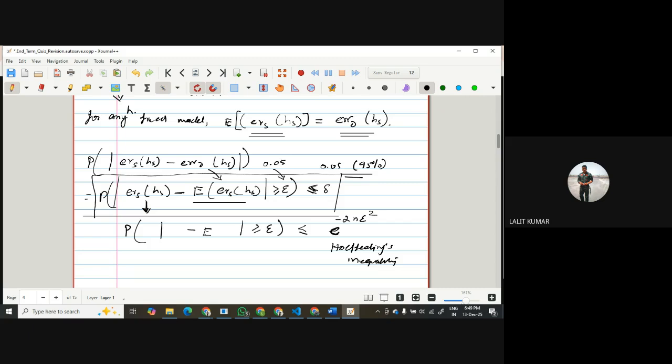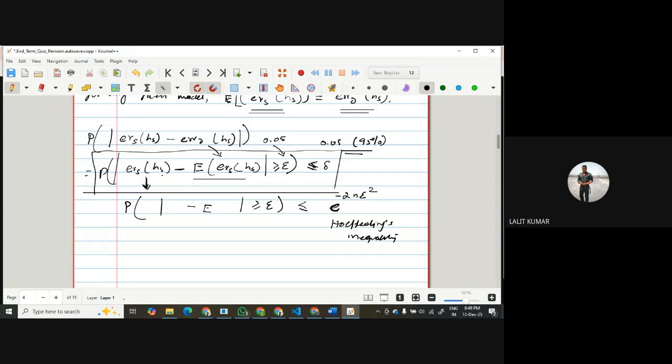Is that okay? Okay. Now, if you combine these two parts, 1 and 2, so this was for a fixed model.